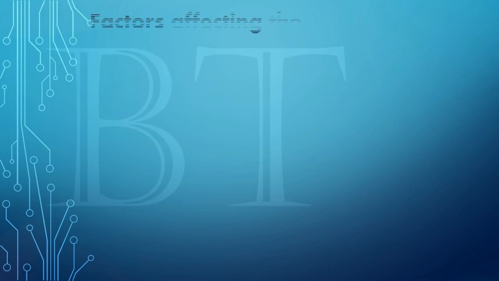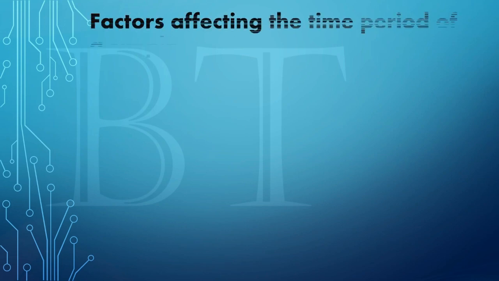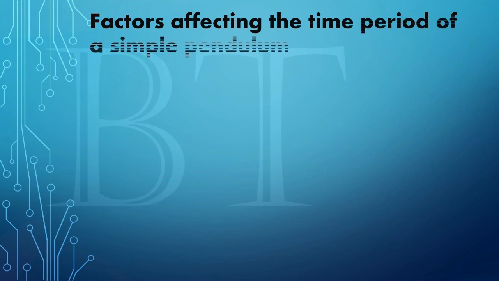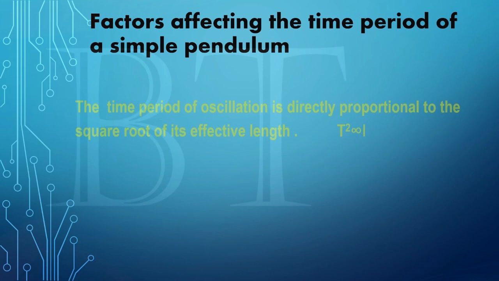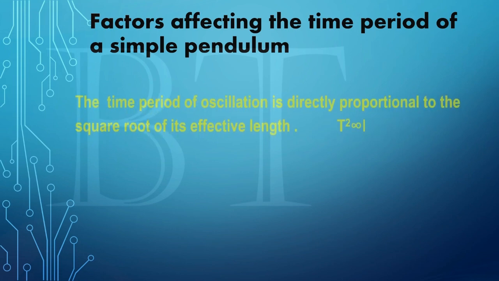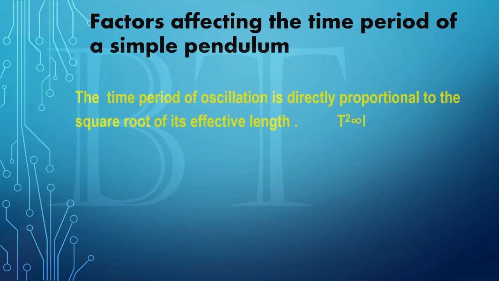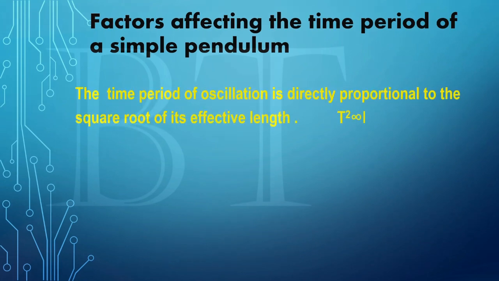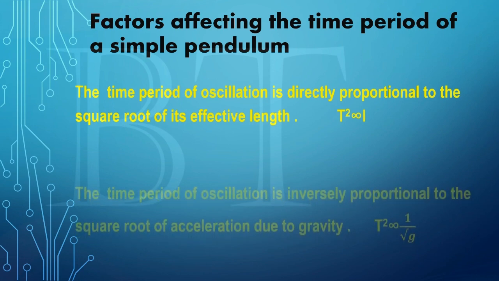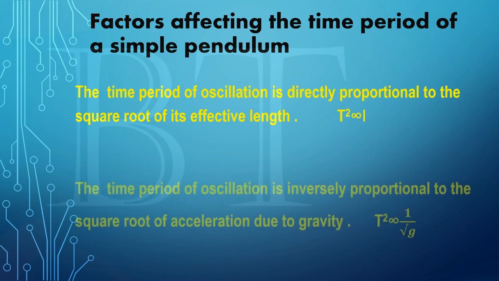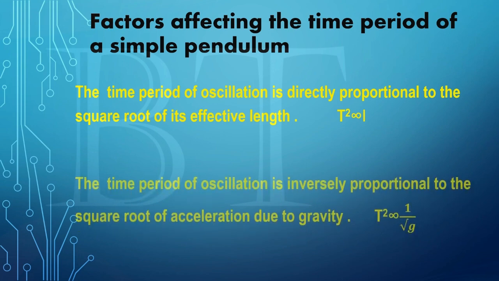Now, let us look at the factors affecting the time period of a simple pendulum. The time period of oscillation of a simple pendulum is directly proportional to the square root of effective length. That is, T² is proportional to L, or T is proportional to √L. The time period of oscillation is inversely proportional to the square root of acceleration due to gravity, or T is proportional to 1/√g.